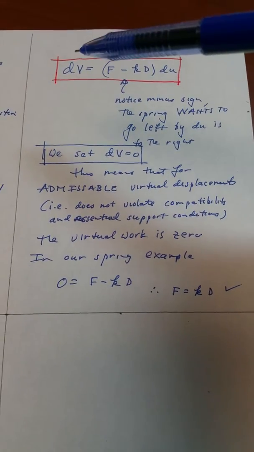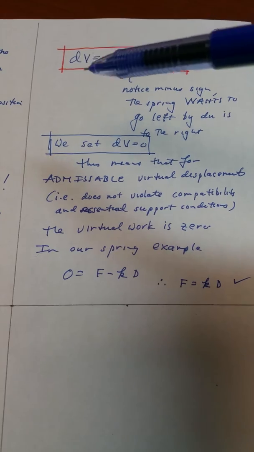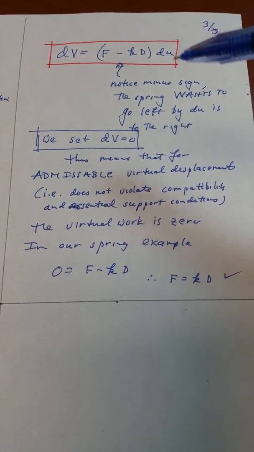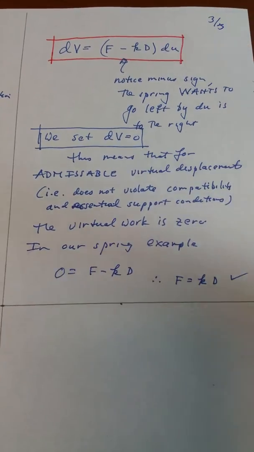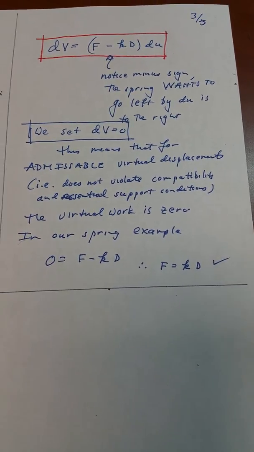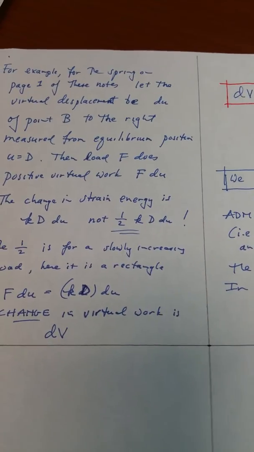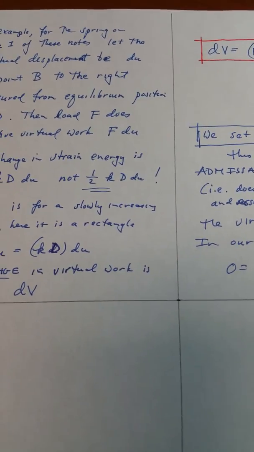And then we would have, for instance, 0 on the left-hand side of the red boxed equation equal to F minus KD times du. The du cancels, so we have F equals KD, which is completely obvious. All right, so let's do an example on the next page.